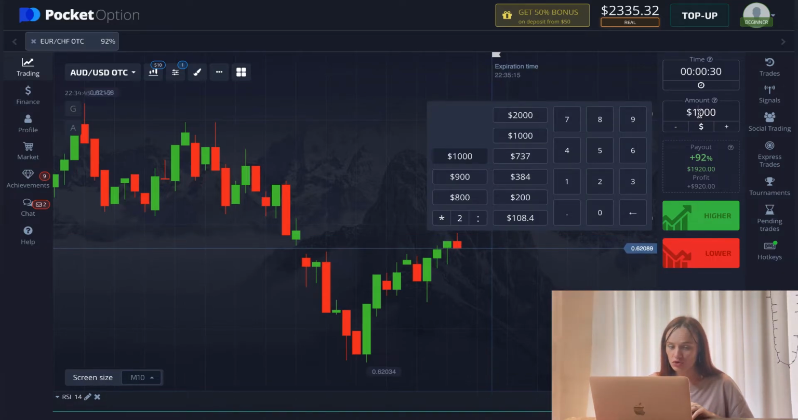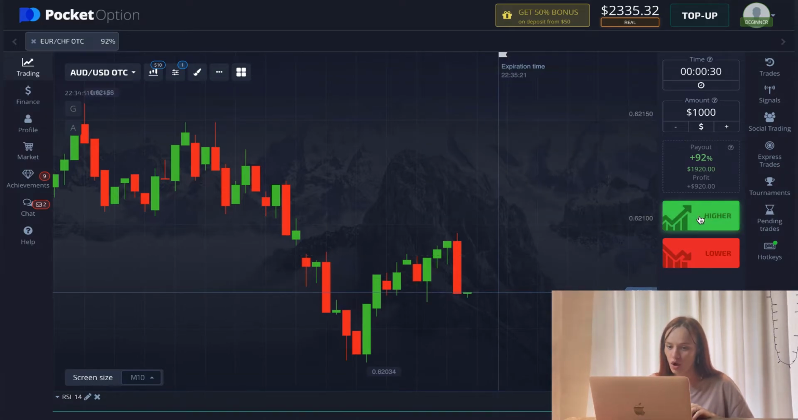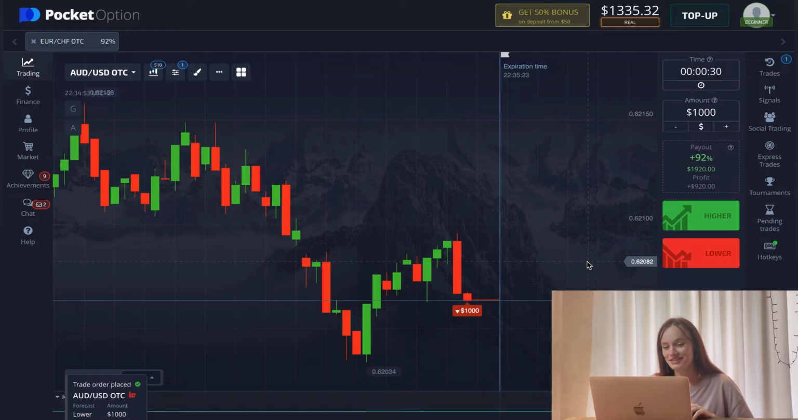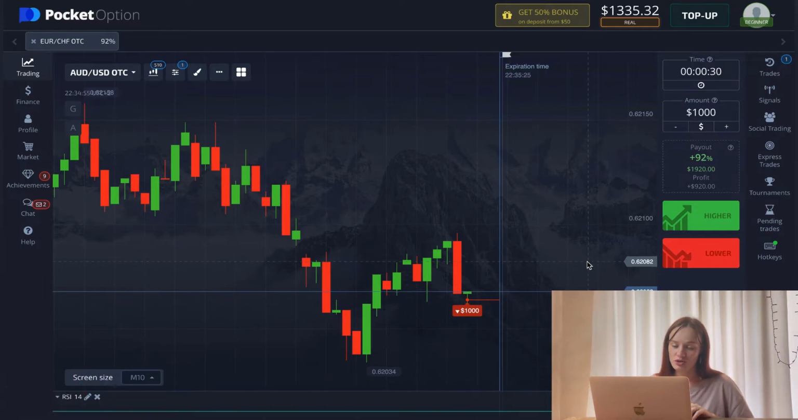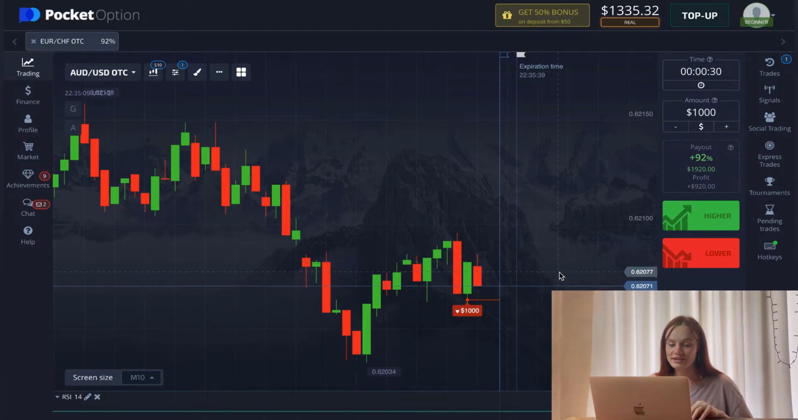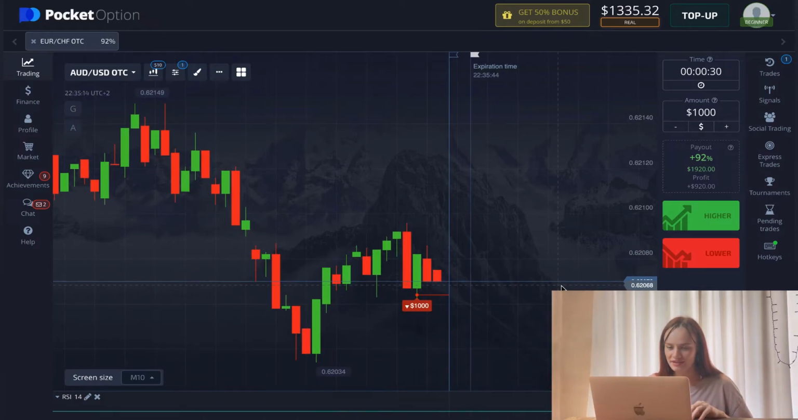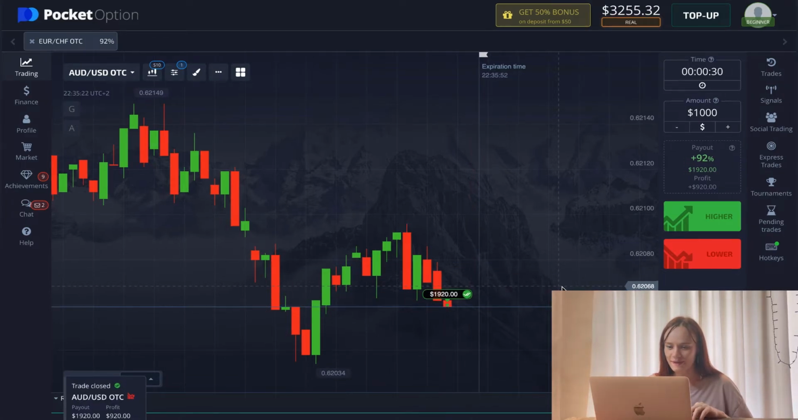Let's make one more trade for $2,000, but Pocket Option again allows us to make a deal only for $1,000. Okay, let's make a down trade, because when we reach the new resistance level, the price will reverse and start falling. We can see the red candles appear, and there is not much time left before we close our trade. Great, and we're on plus side again.